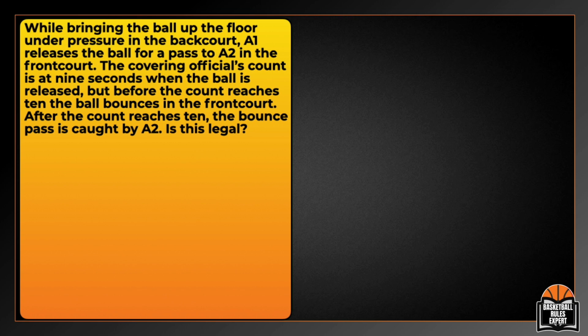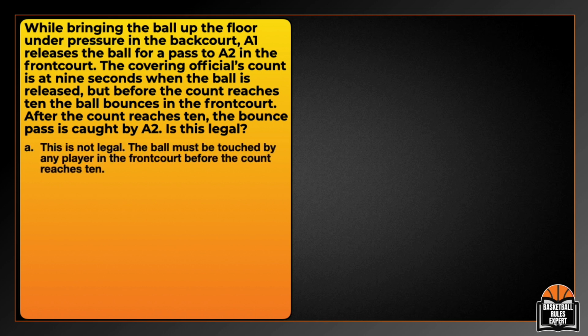While bringing the ball up the floor under pressure in the backcourt, A2 releases the ball for a pass to A1 in the front court. The covering official's count is at 9 seconds when the ball is released, but before the count reaches 10, the ball bounces in the front court. After the count reaches 10, the bounce pass is caught by A2. Is this legal? A, this is not legal.